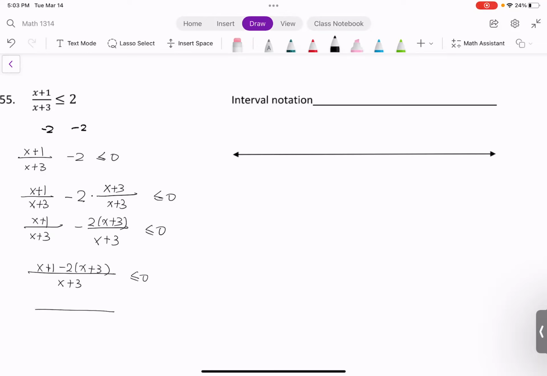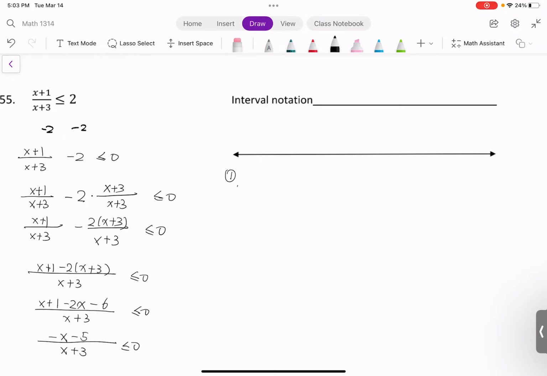Then distribute the 2: negative 2x minus 6, over x plus 3, less than or equal to 0. Combine like terms: x minus 2x is negative x. Plus 1 minus 6 is minus 5. Bottom is x plus 3, less than or equal to 0.